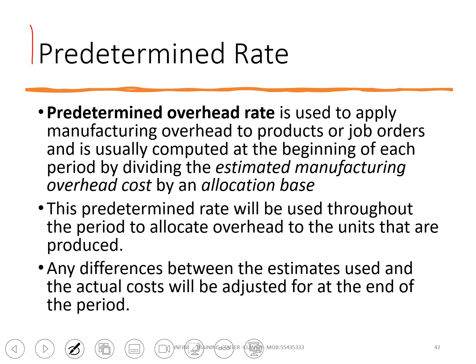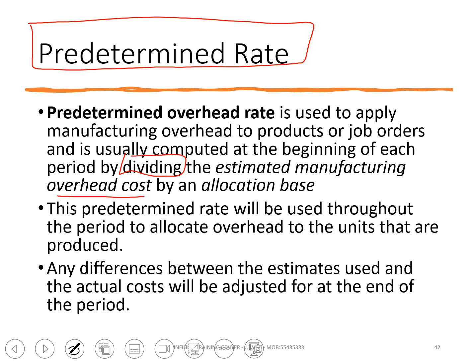To do the allocation, we have to calculate something called a predetermined rate. This we have seen in the previous example. It is called POR, predetermined overhead rate. What is the predetermined overhead rate? This is a rate you calculated or estimated at the beginning of each period. And how will you calculate it? You will calculate this by dividing your overhead cost by your allocation base.